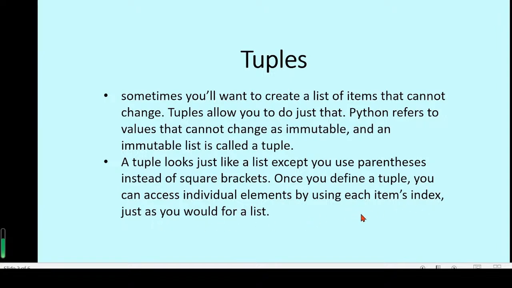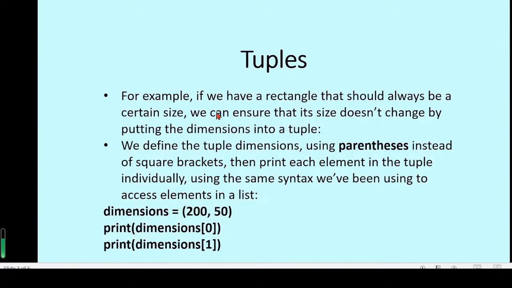For example, if we have a rectangle that should always be a certain size, we can ensure that its size doesn't change by putting the dimensions into a tuple. So we define the tuple dimensions using parentheses instead of square brackets. Then print each element in the tuple individually, using the same syntax we have been using to access elements in a list. So this is a tuple with two elements.